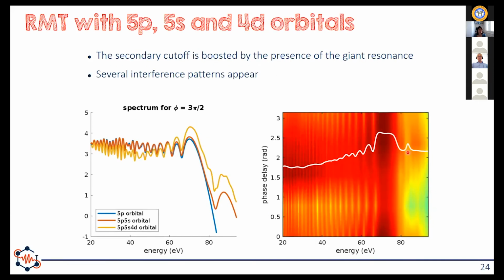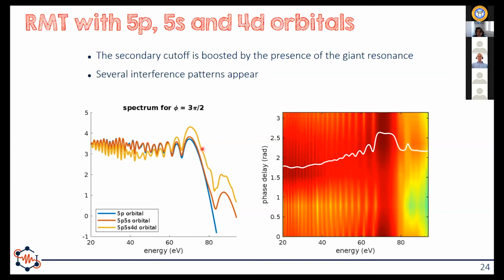Then we add the 4D. And what happened is that in this way, you enable the inelastic scattering and the giant resonance. And in this way, you have an increase of the signal around 80, 90, 100 dB. You can see here from the harmonic spectrum, the full orbital calculation is the yellow one, and you have an increase of the signal in this region here, which is associated to the giant resonance.